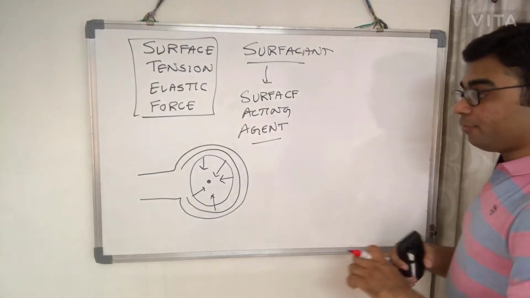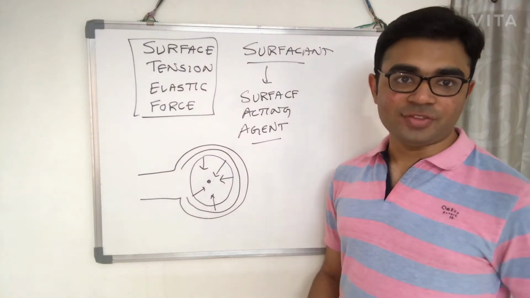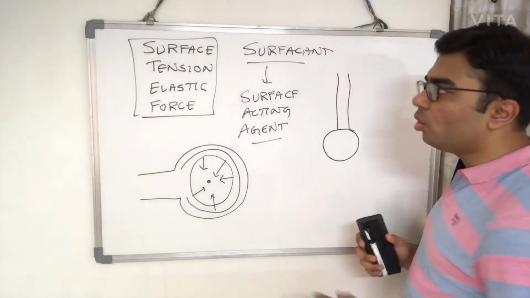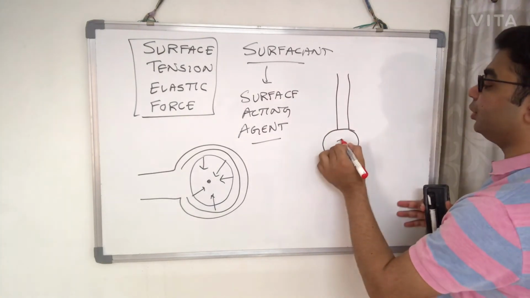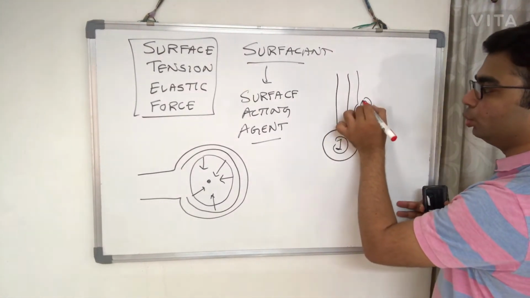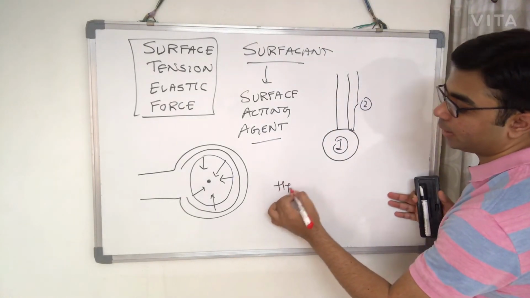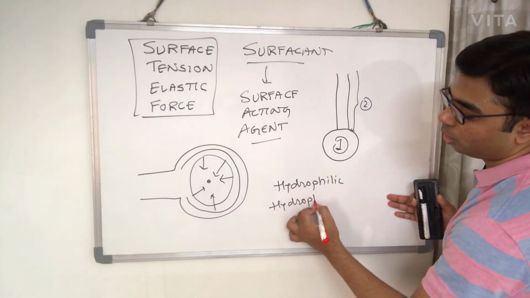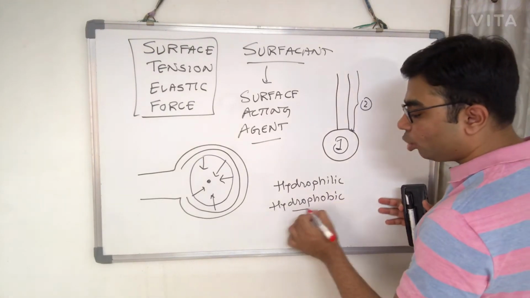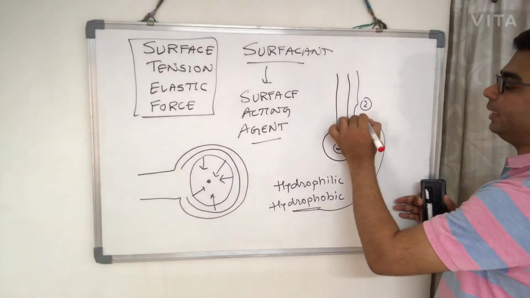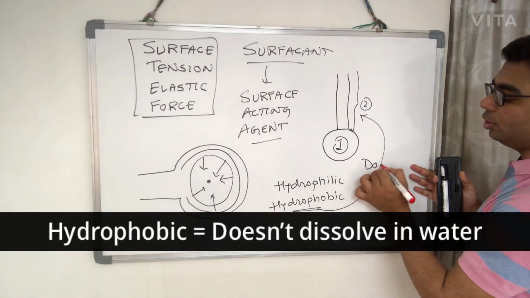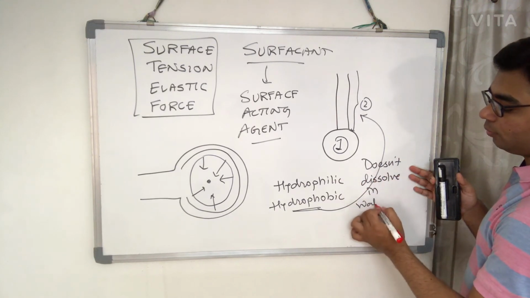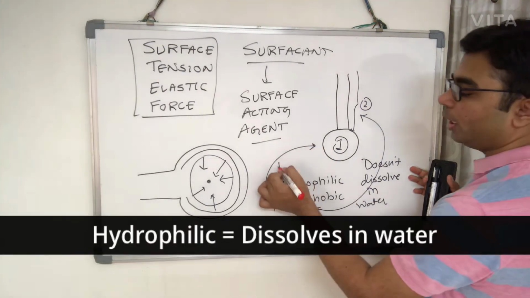How does it reduce it? For that we must focus on the structure of the surfactant. Basically the structure is like this. The surfactant has two portions: this is portion number 1 and this is portion number 2. One portion is hydrophilic, and the other portion is hydrophobic. The hydrophobic portion is this. Hydrophobic means it does not dissolve in water. And hydrophilic is this portion, which dissolves in water.